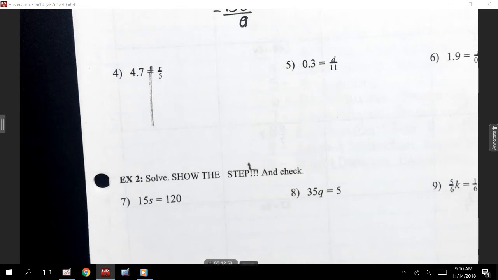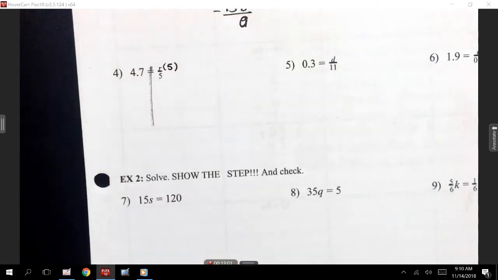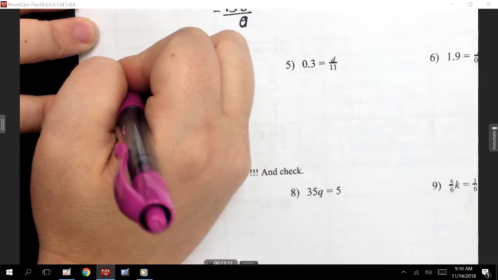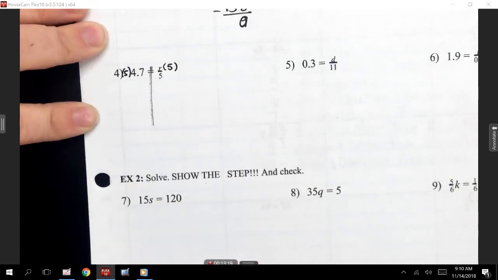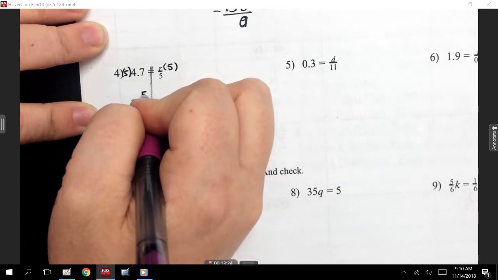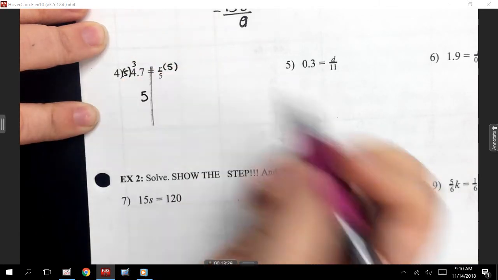So on this problem, what am I going to multiply both sides by? 5. Because 5 is what is underneath the R. Do y'all understand how the number we're using has to be the number with the variable, the number with the letter? Okay, so if I do 5 times R, I've also got to do 5 times my 4.7. All right, so 5 times 4.7. 5 times 7 is 35. So I put my 5, carry my 3. 5 times 4 is 20 plus the 3.